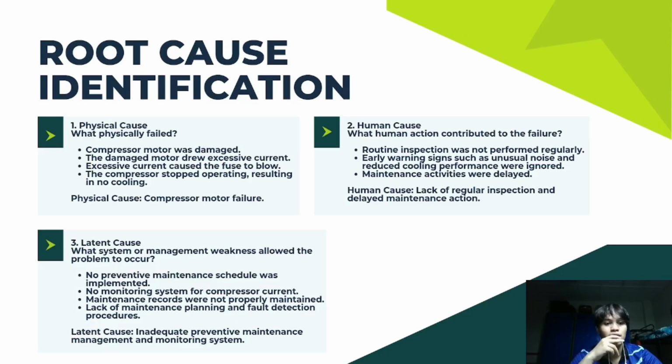And the third category is the latent cause. What system or management weakness allowed the problem to occur? No preventive maintenance schedule was implemented, no monitoring system for compressor current, maintenance records were not properly maintained, and there was a lack of maintenance planning and fault detection procedures. So finally, this shows that equipment failures are usually caused by a combination of technical problems, human factors, and also management weakness.